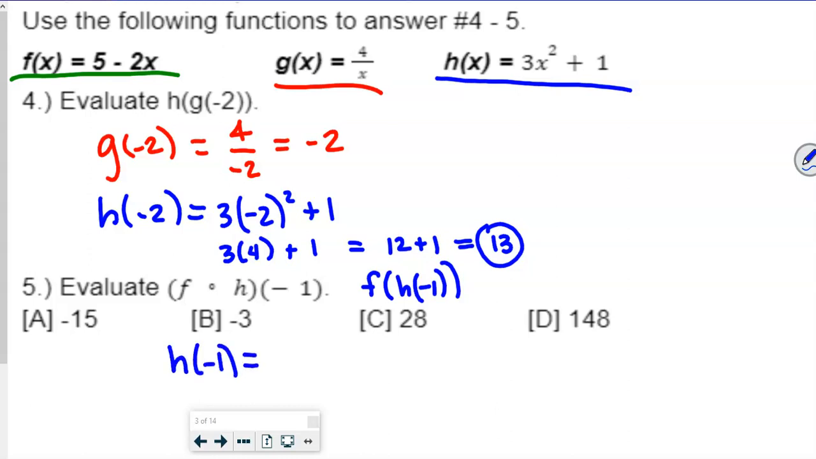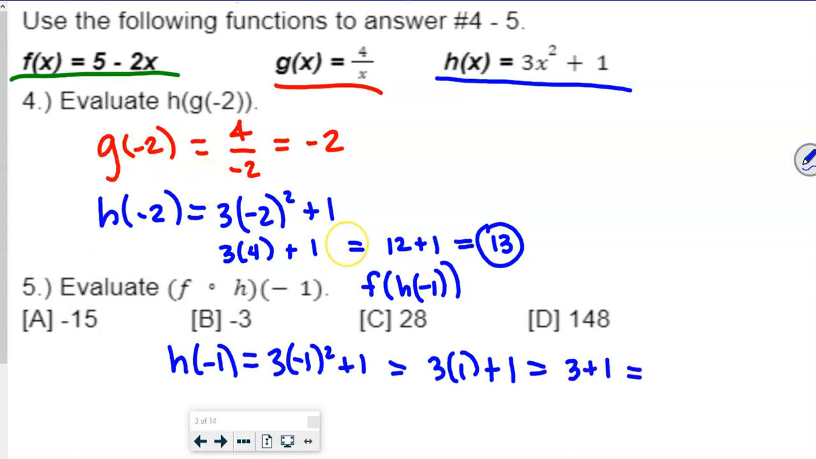So what is our h function? It's 3 times, we're going to put that negative 1 in for that x. Negative 1 squared plus 1. So this is going to be 3 times negative 1 times negative 1, which is 1, right? So that's going to be 3 times 1, which is 3. So that's 3 plus 1, which equals 4.